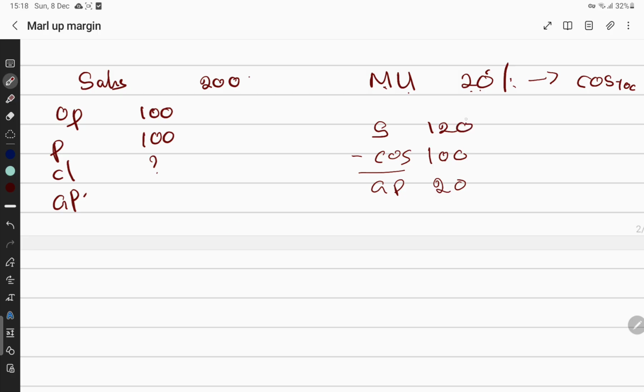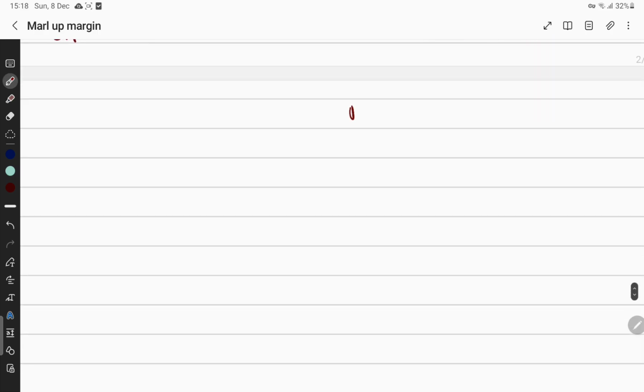So if 120% is equal to 200,000, how much is 20%? You will have to cross multiply that. If they tell you margin is 25%, then your sales will be 100%. Keep that in mind.